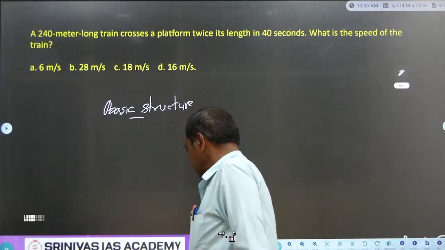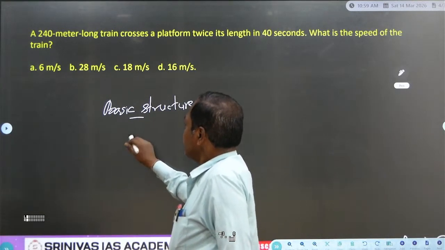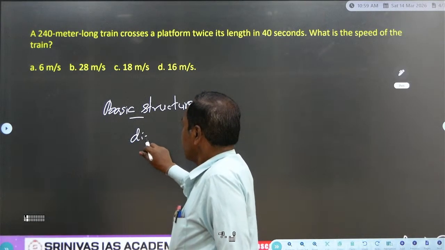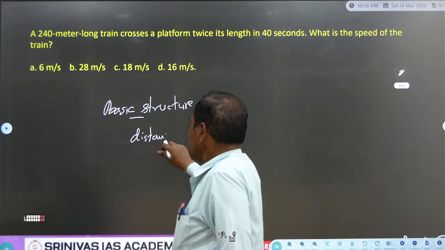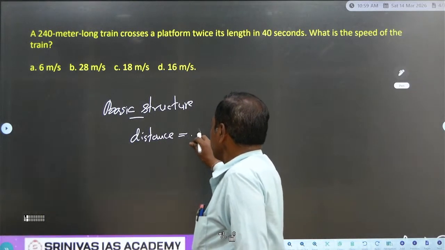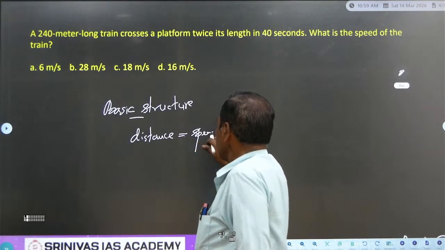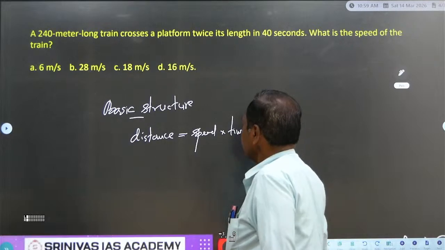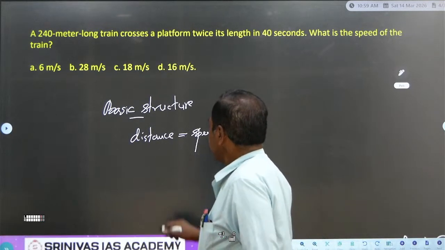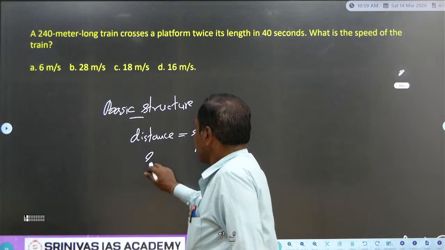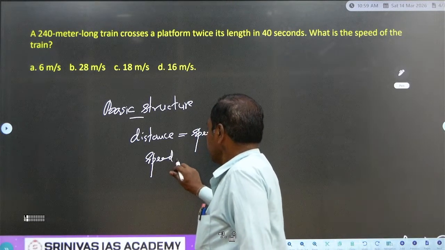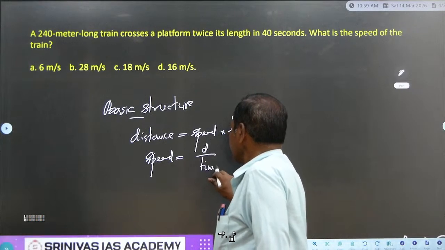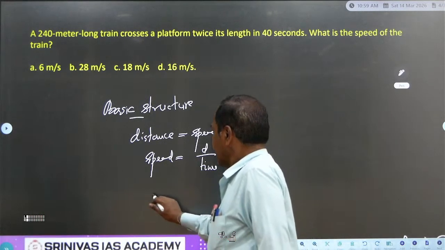The basic structure is: distance is equal to speed into time, and speed is equal to distance by time. This is the basic information.